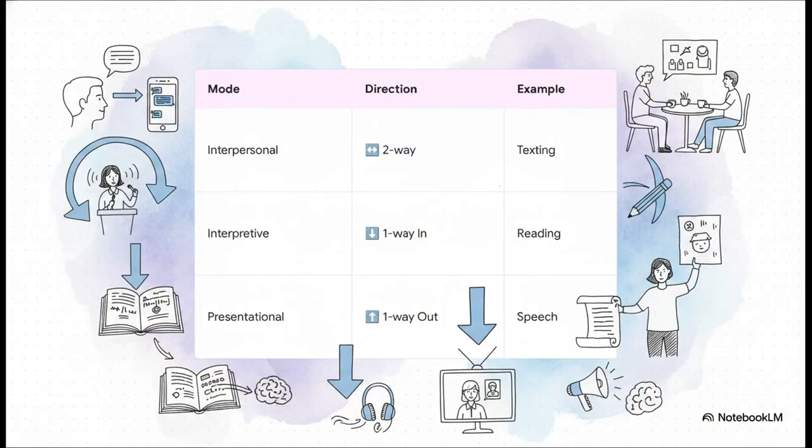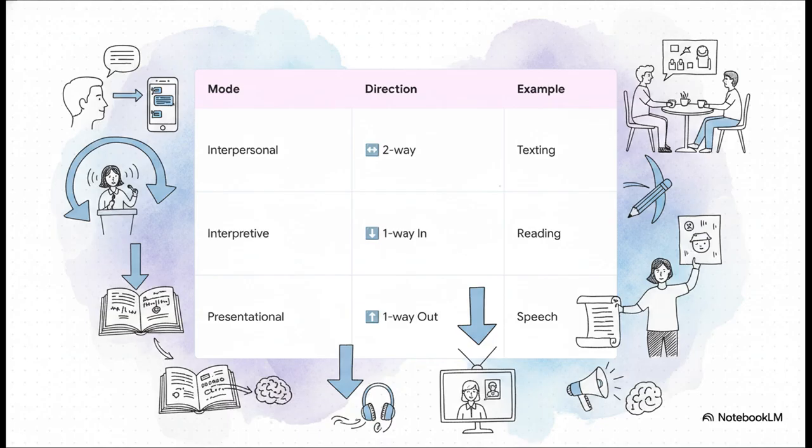Out of the 5 C's of language learning, communication is absolutely the most important, no question. And it breaks down into 3 distinct, highly tested modes. First up, interpersonal communication. Think of this as a two-way street. It's a back-and-forth exchange like talking, interviewing, or texting a friend. Next, we have interpretive. This is one-way input. It's what the student takes in, like reading a story or listening to an audio clip. Finally, there's presentational, which is one-way output, like giving a speech or designing a poster.